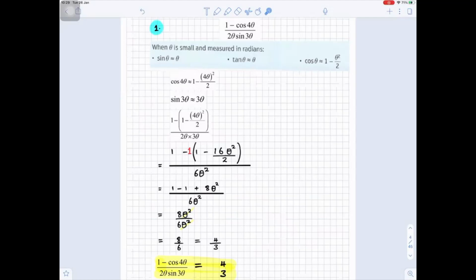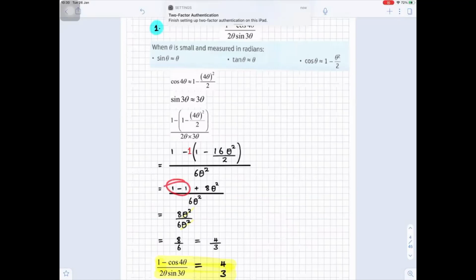Now we can remove the brackets for the numerator. Minus 1 times 1 gives you minus 1. And minus 1 times minus 16 theta squared over 2. 16 divided by 2 will give you 8, so it will be 8 theta squared. So this numerator will become 1 minus 1 plus 8 theta squared. In the denominator, 2 theta times 3 theta: 2 times 3 is 6, and theta times theta is theta squared. So it's 6 theta squared in the denominator.